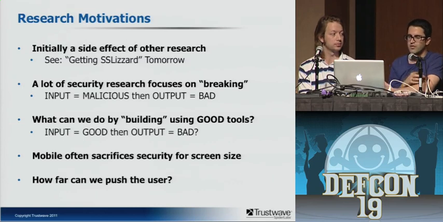But basically, a lot of research focuses on breaking things. So you want to find some malicious input that's going to cause some bad result. And so the input's malicious, the output's bad, and that's a lot of what happens in our industry. But we wanted to raise the question and go down the path of saying, what can we do by using good building blocks, good things, good tools, approved, valid APIs? And could the output be bad? And so that was really a big driver in the motivation.